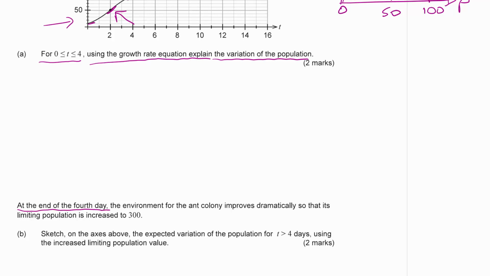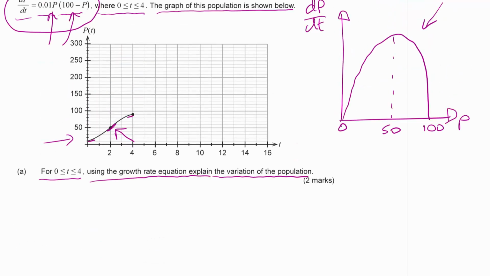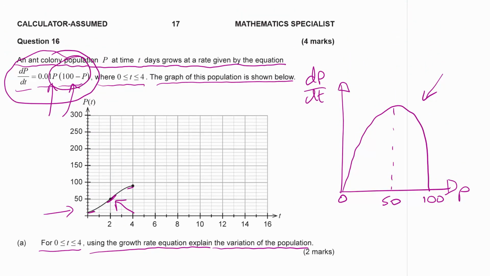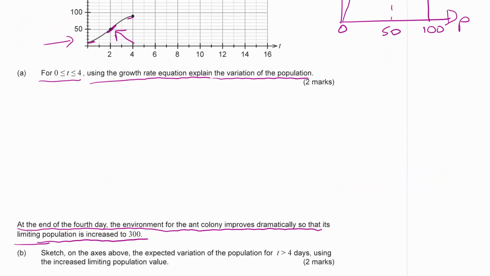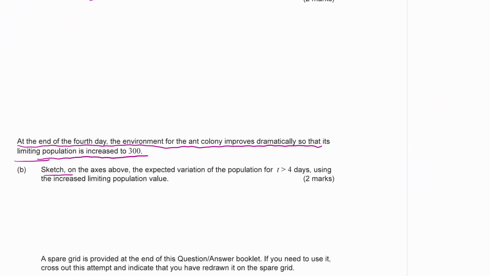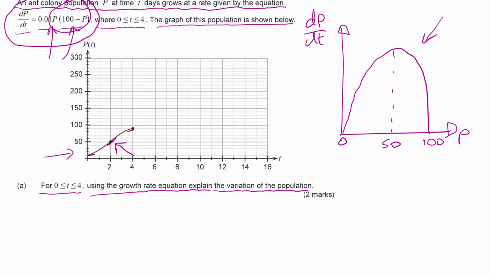At the end of the 4th day, the environment for the ant colony improves dramatically so that its limiting population is increased to 300 instead of the 100 that we had here. Sketch on the axes above the expected variation of the population for t greater than 4 days using the increased limiting population value. So we can see here that this would asymptote towards 100.